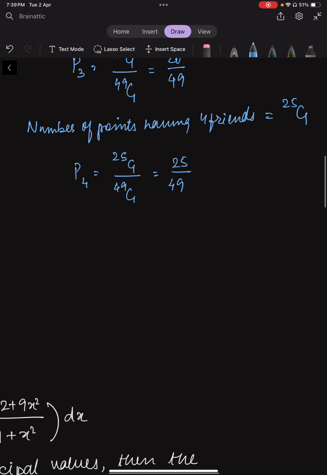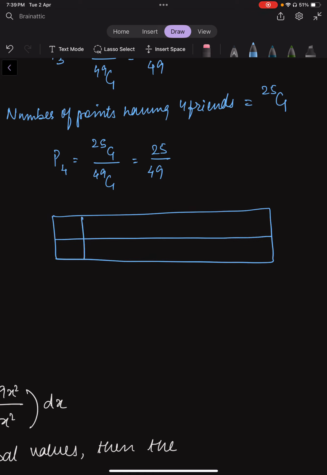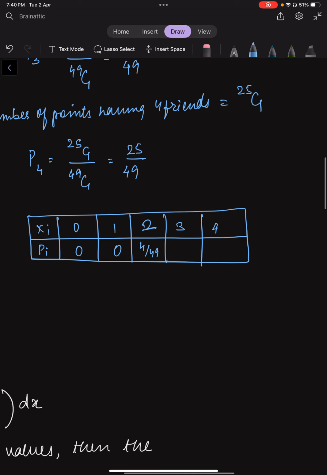Now, once you have all the probabilities with you, you can very easily construct the table of the random variable. So xi is the random variable, for i equal to 0, 1, 2, 3, and 4. Your probability pi is 0, 0, 4 by 49, 20 by 49, and 25 by 49.